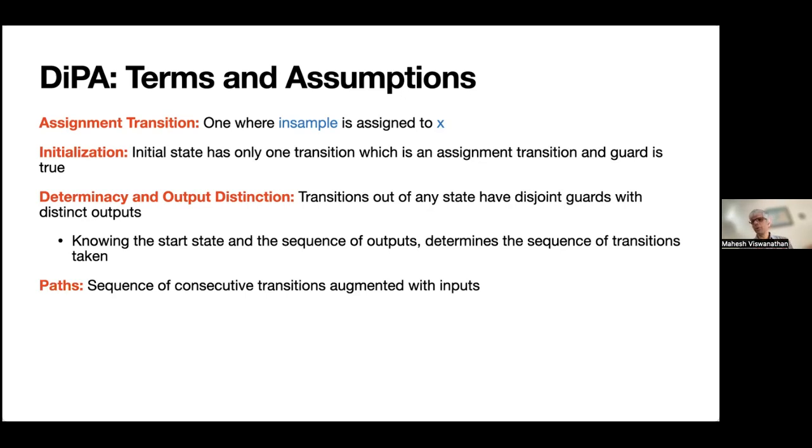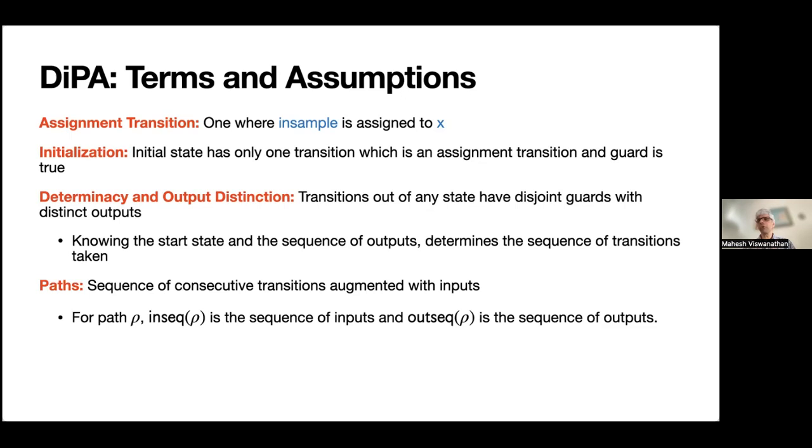So in general, I'll talk about paths. A path is just a sequence of transitions, but in order to really define the probability, I also need to know the sequence of inputs that are read at each step. So a path is basically transitions along with the inputs that are read at each step. For a path, I will talk about the inputs that are read by the in sequence of rho and the outputs that are produced by the out sequence of rho.